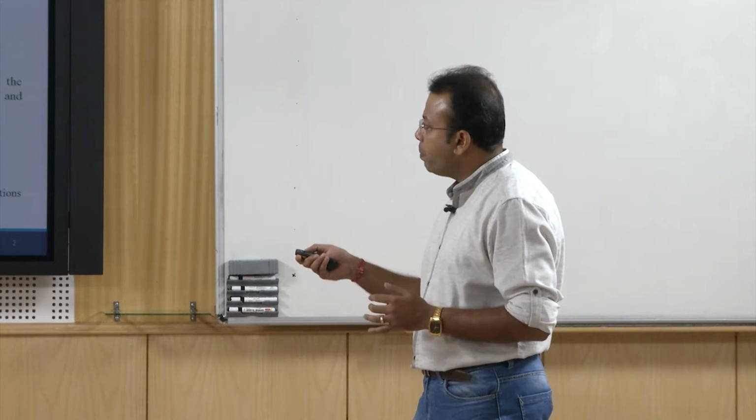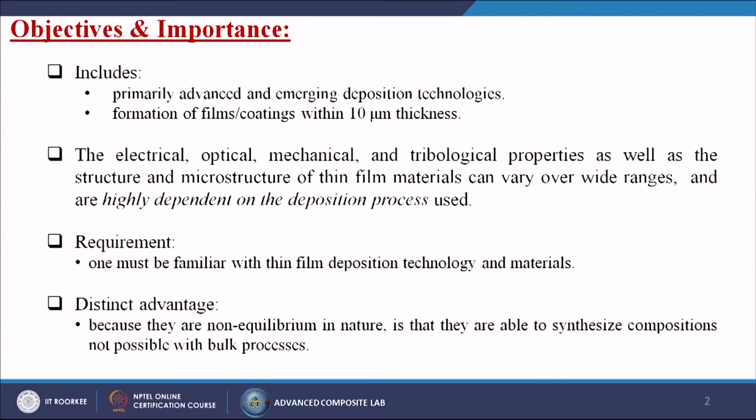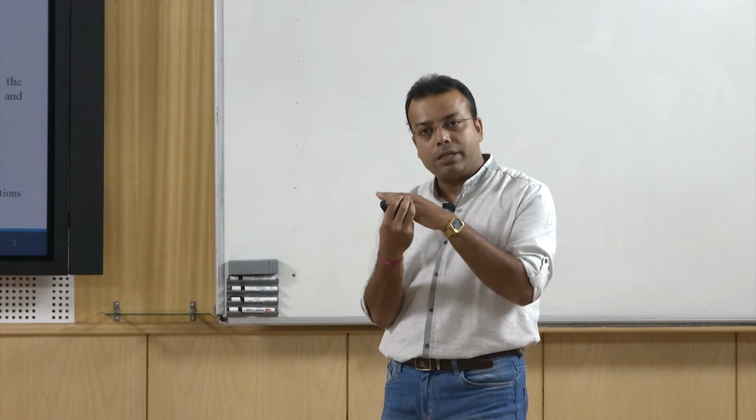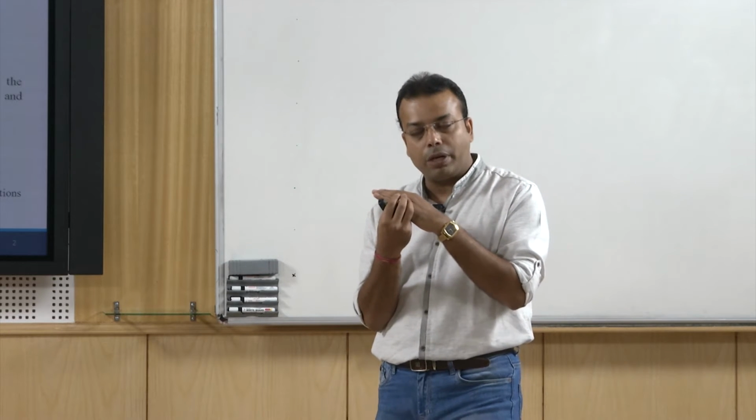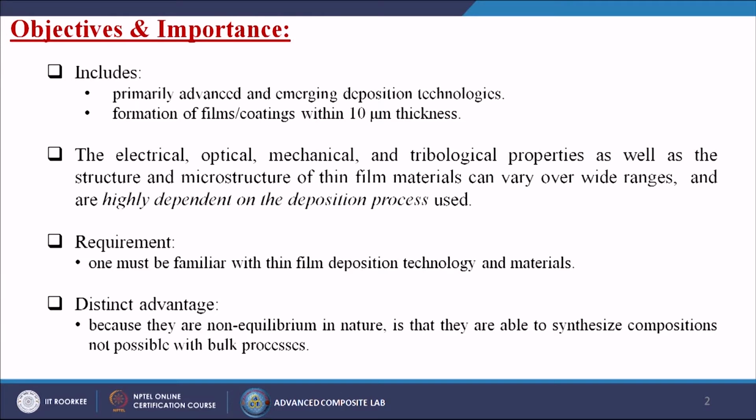It primarily includes advanced and emerging deposition techniques, and the formation of film coatings with up to 10 micrometer thickness. Here we deposit certain materials onto the outer surface of the metal, up to 10 micrometers. The electrical, optical, mechanical, and tribological properties can be enhanced; generally we enhance the physical properties of that material.